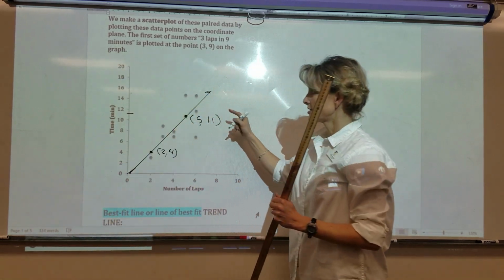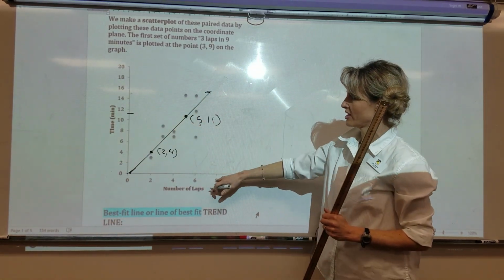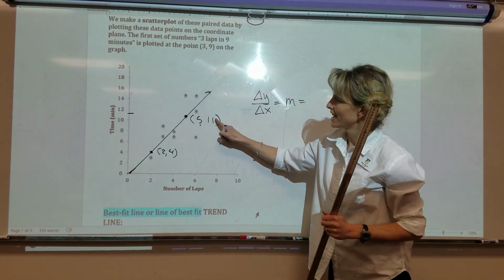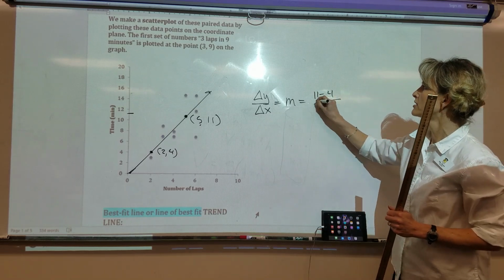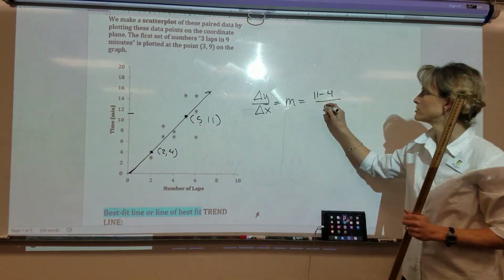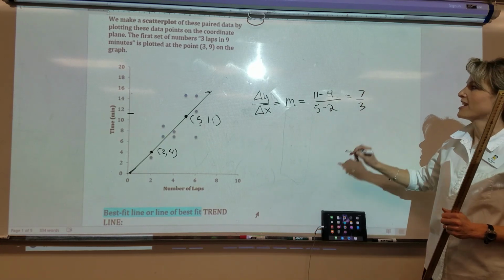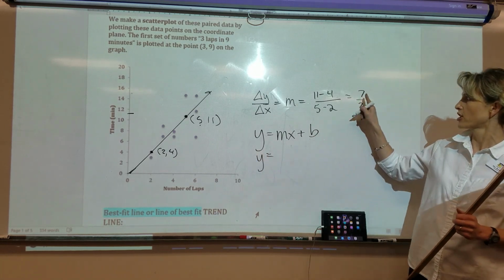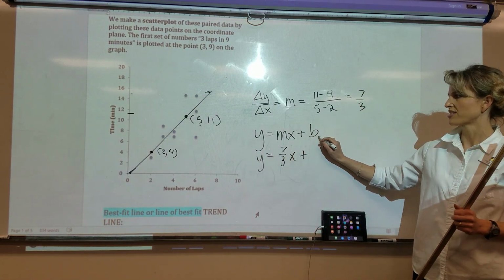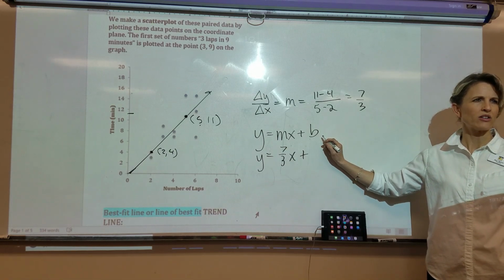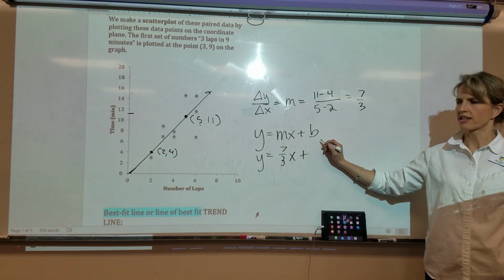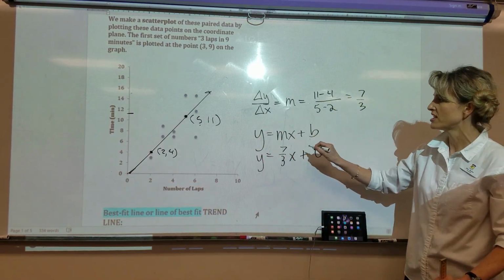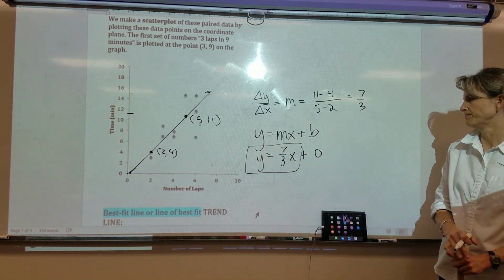Can I find the rate of laps, or minutes per lap now? The change in y over change in x, slope, which would be 11 minus 4 over 5 minus 2, or 7/3. I can now write that as an equation. Y equals slope 7/3 x plus, oh, I need an intercept. What's my y-intercept? Jasmine? 0. It's where the line crosses the y-axis, it goes to the origin. And just in this case, it doesn't always go through the origin.